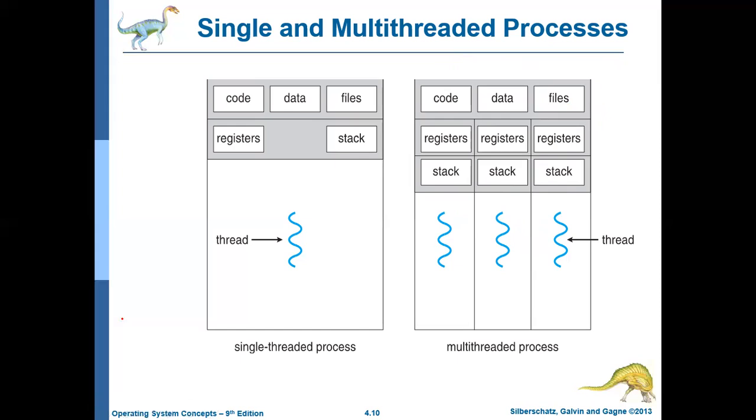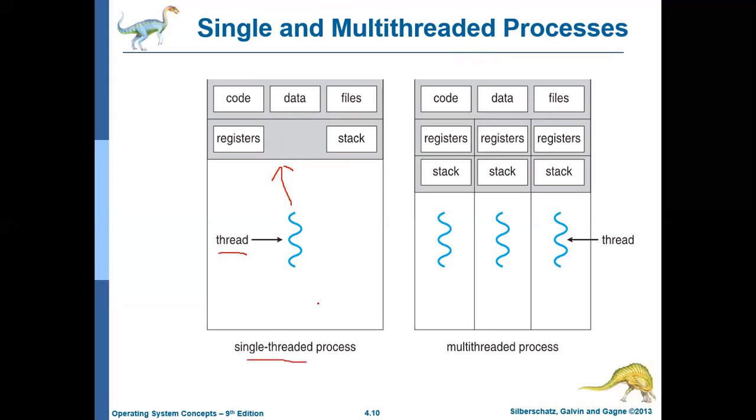So here you can see this left side diagram. There is a process, and this process has only one thread. It does not have more than one thread. And of course the process has all the other things like code section, data section, other resources, registers, stack, all these things. But all these are used by only one thread. Such a process is called a single threaded process.